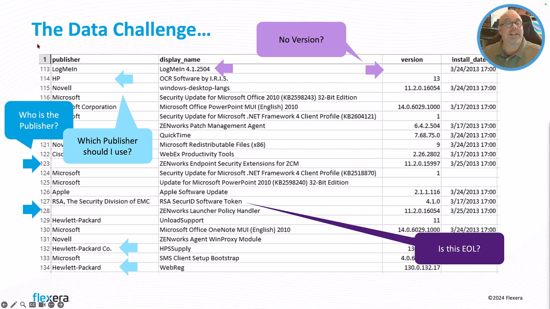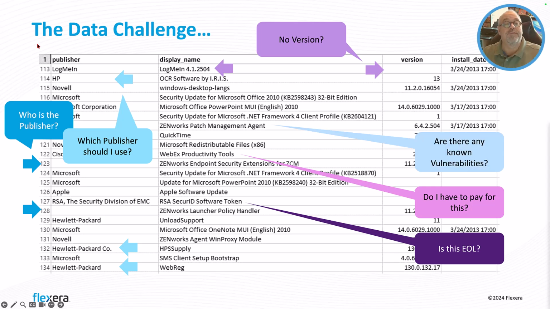Is this product end of life? Do I have to pay for this? Is this a commercial product? Are there known vulnerabilities? These are all things that you can't necessarily get from raw data. Using raw data makes it extremely challenging to answer many of the questions needed to effectively manage the environment.